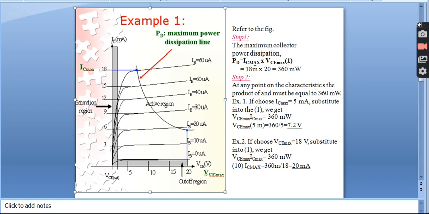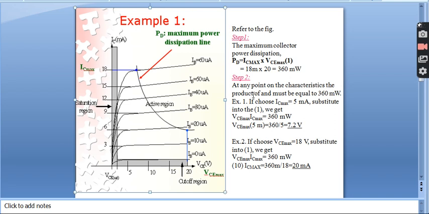Here IC maximum is equal to 18 milliamperes and VCE maximum is equal to 20 volts. So in between you have to calculate the power dissipation. You can just multiply the collector current and the VCE voltage drop, so the maximum power dissipation is equal to 360 milliwatts. Next, go for step 2.